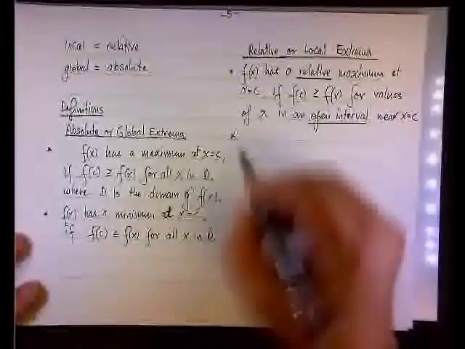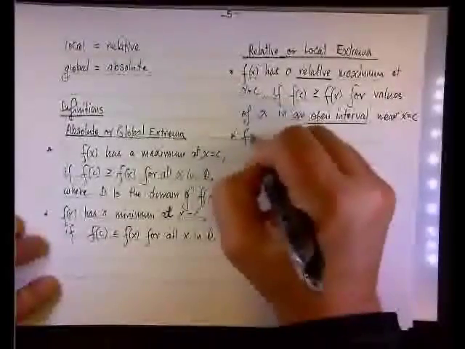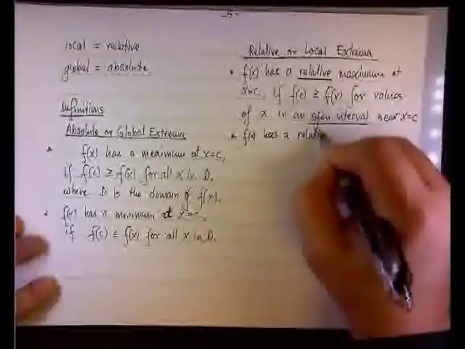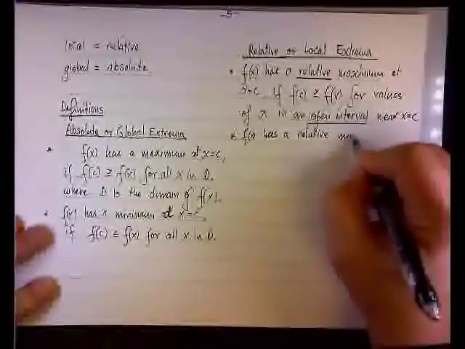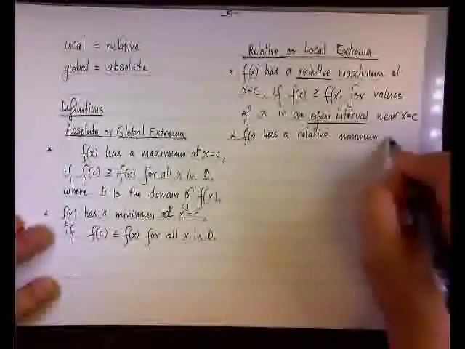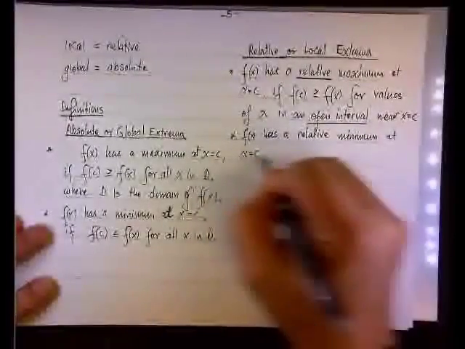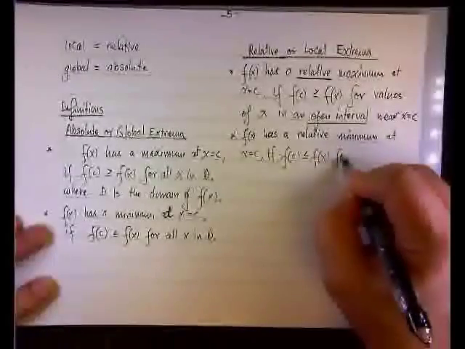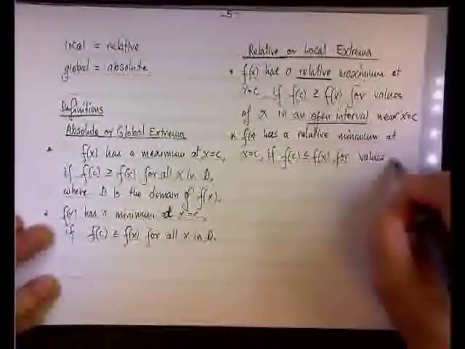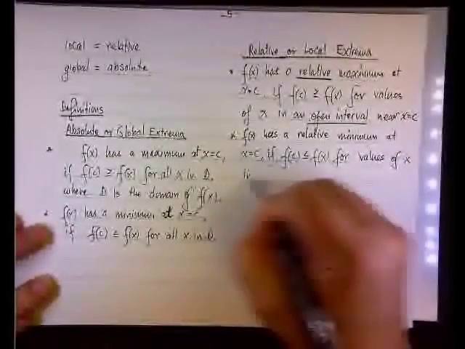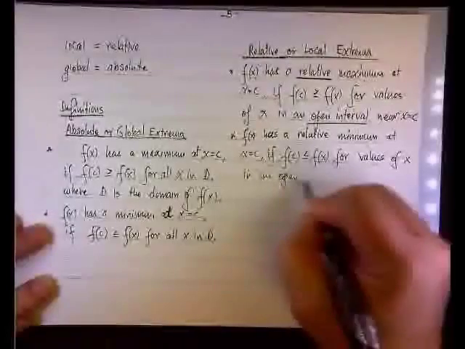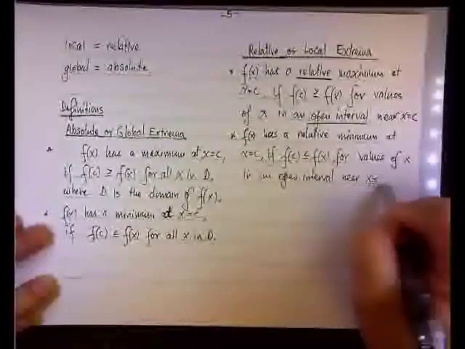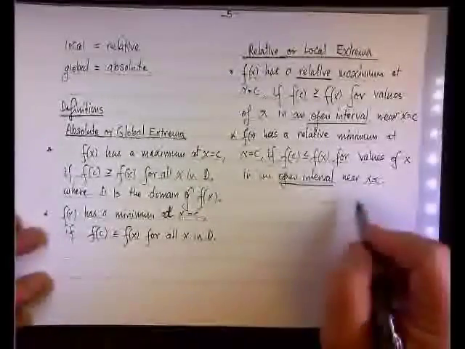Okay? Let me quickly write the last one and we'll call it a day. f of x has a relative or local minimum at x equals c if f of c is less than or equal to f of x for values of x in an open interval, once again, near x equals c. And as before, I'm going to underline the open interval as well.